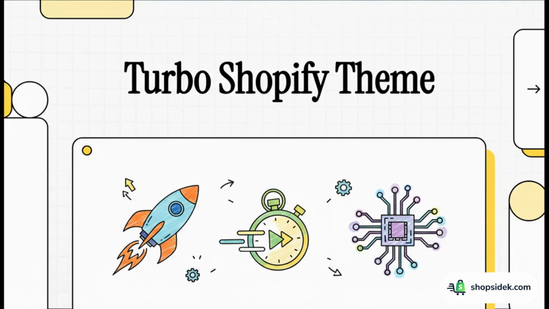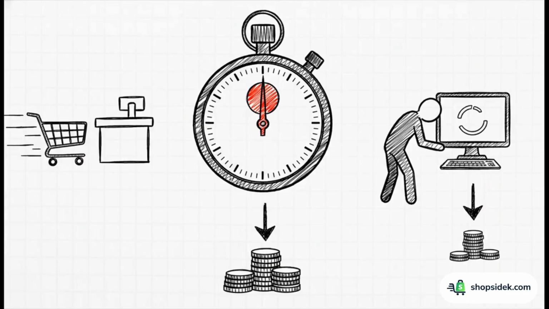All right, let's talk about one of the most famous, or maybe infamous, premium themes in the entire Shopify world, Turbo by Out of the Sandbox. People throw around words like Ferrari to describe it, but is it really the high-performance machine it's cracked up to be? Let's find out.